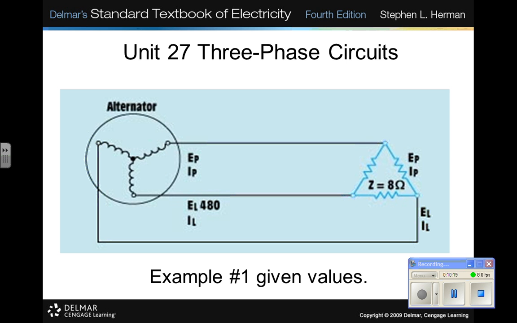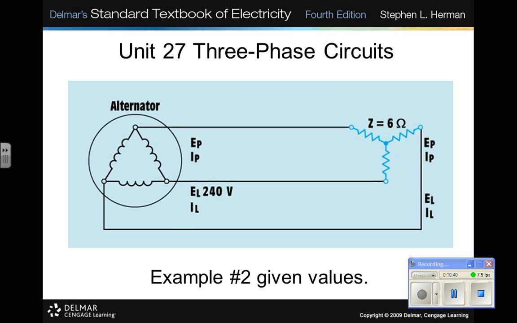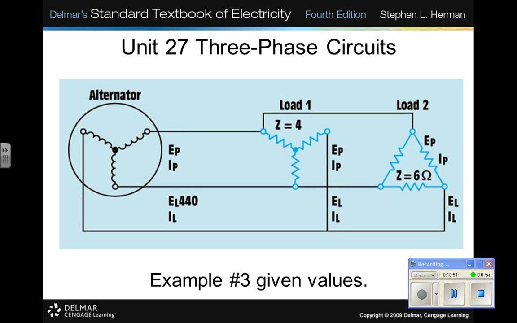And notice that we have a delta load connected to a Y supply. Now, you can only see what's being transferred from one to the other on the line voltages, right? But still you want to look at what is happening from phase to phase whenever possible. Okay? And in this one, we're going to say that this is simple resistance so that we don't have to compute the phase angle, but usually we do with a motor, right?